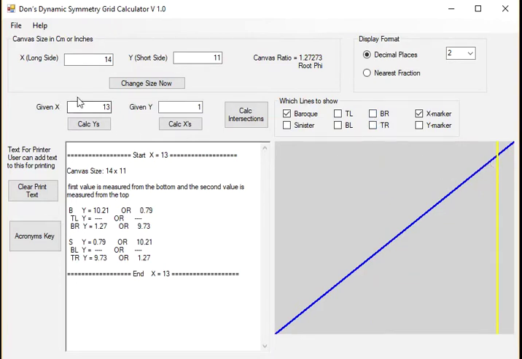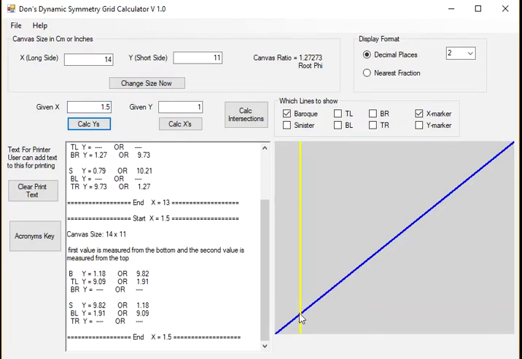Then I can change this over here to, for instance, 1.5 inches. And at 1.5 across here, of course I have to click this to find out what the values are. At 1.5, I find out that the y value is 1.18 coming up to here, or 9.82 if I measure from the top down to here. So measuring in 2 directions makes it easy for me to figure out where it's more convenient to measure. Also, I can verify that if my canvas happens to be off a little bit, I can measure from both directions and find out where that point is more precisely.